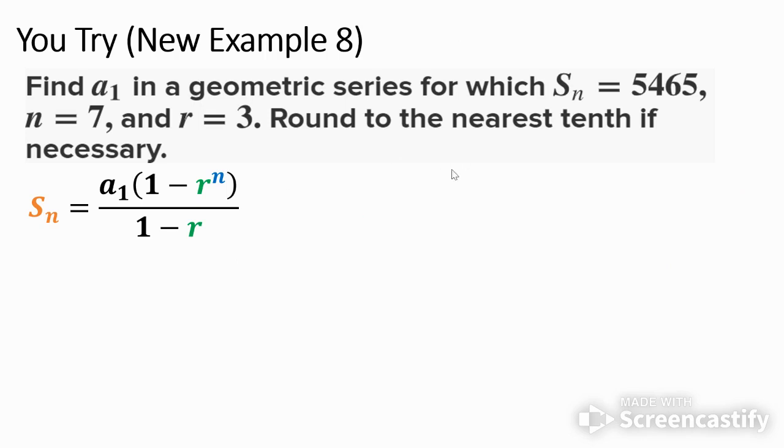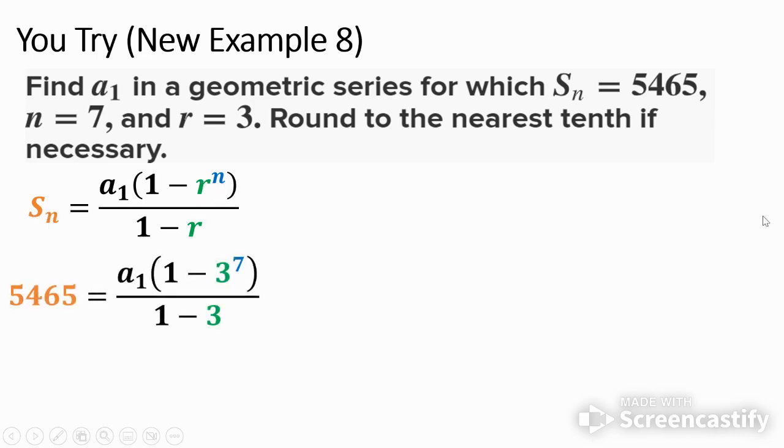So find A1. Our job is to find A1 in a geometric series for which Sn, or the sum of the first n terms, is 5,465, n is 7, and r is 3. We need to round to the nearest tenth, which is 1 decimal place. So I've been given some information. Sn is 5,465, n is 7, and r is 3. So in for Sn, r, and n, I'm going to plug in these numbers.